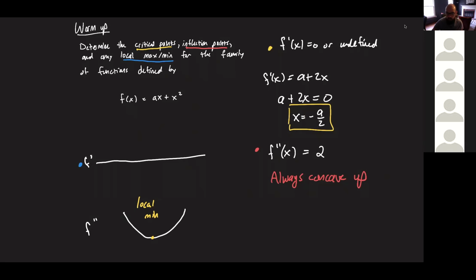All right, so we have a local min at this point. Alternatively, we can create a sign chart. So we have this value, negative a over 2, and we want to check what happens if I plug in values that are bigger or smaller than this.